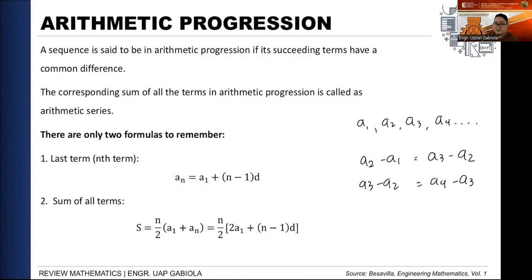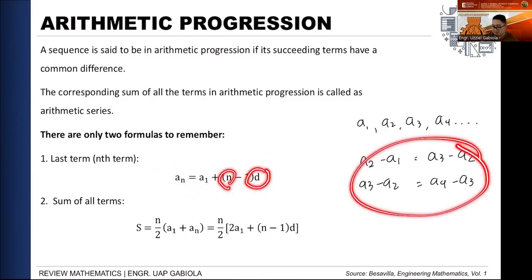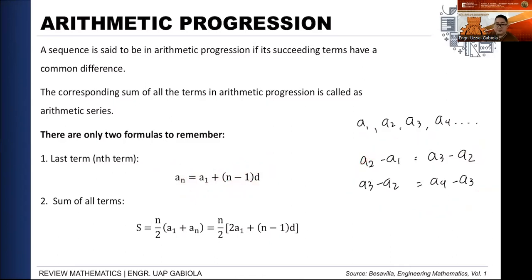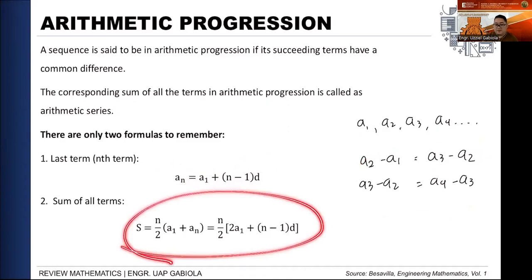Kapag same yung difference, pwede mong gamitin yung formula for arithmetic progression which are as follows. For last term, ang formula niya is An is equals to A1 plus n minus 1 times d. Si A1 being the first term dun sa series natin. Si n is yung number ng terms. And si d is yung ating difference o yung nakuha nating difference dito sa value nito. Okay? Then to get the sum of all terms, so ibig sabihin pag sinama natin, we can use the formula. So direct substitution na lang din niya. Okay? So let's have the first example.